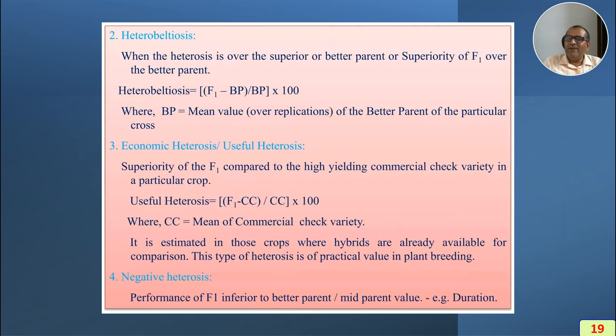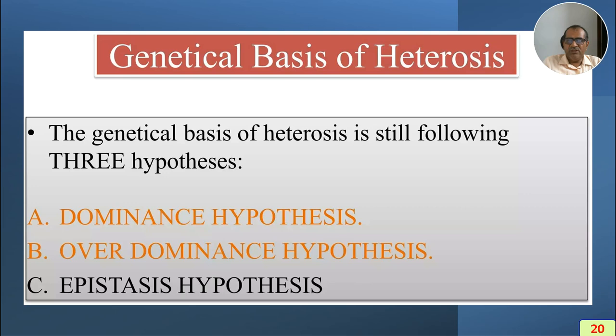Similarly, heterobeltiosis is the heterosis over the superior parent, the superiority of F1 over the better parent. And economic heterosis or useful heterosis is calculated by the superiority of the F1 compared to the high yielding commercial check variety in a particular crop or in the case of animals. Whereas negative heterosis is totally opposite. It is the performance of F1 inferior to the better parent or mid parent value.